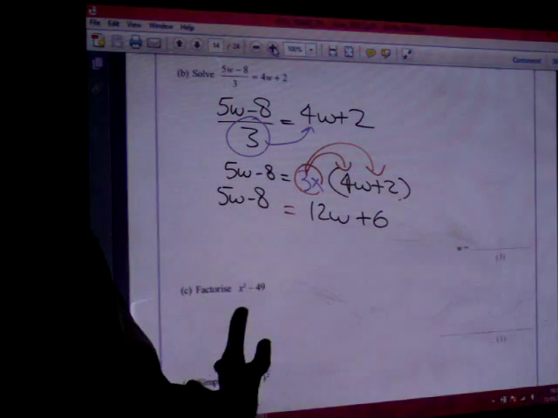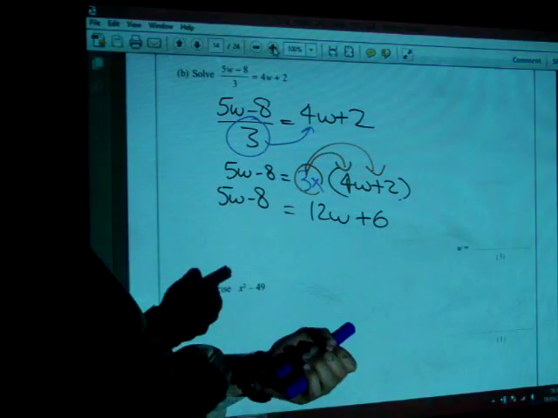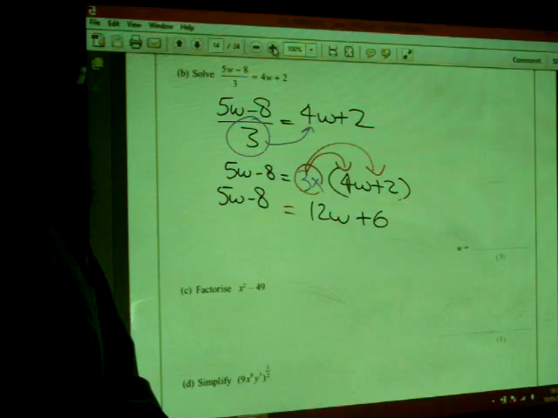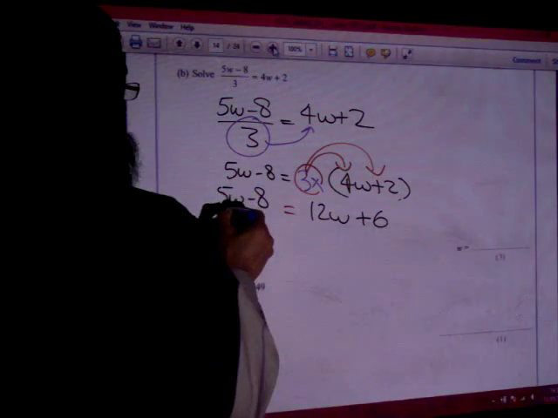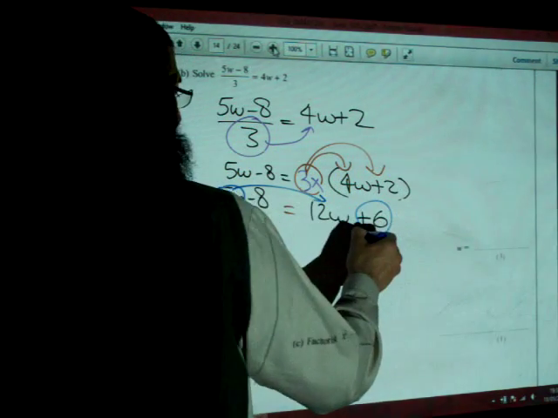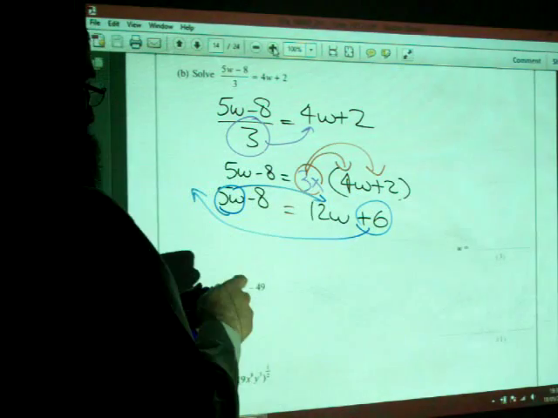Now what we've got is a linear equation. We've got W's on both sides. How do we solve it? We've got to get W's on one side. We always start with which W, the small one or the big one? The small one. We start with the small W, move it towards the big one, and then we get the numbers and we move them in the opposite direction. So W's on one side, numbers on the other side.